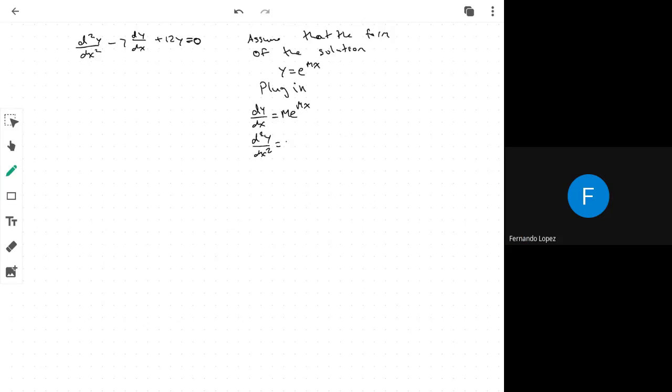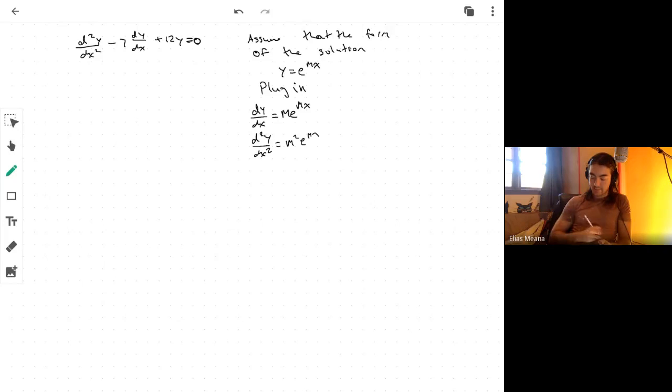M squared times e to the power of mx. Awesome. And so if we plug those things into the differential equation, we end up with m squared e to the mx minus 7m e to the mx plus 12 e to the mx, right? That's what y is, equals 0.